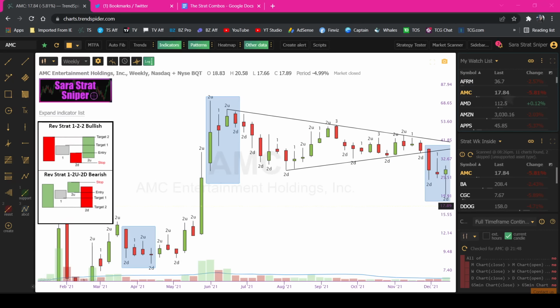All right, now I want to talk about using these rev strats at highs or lows as reversal signals once we have hit exhaustion. So here is a weekly chart of AMC. This is the new all-time high. Okay, back here at $72. You had a rev strat at the very top. That was the short, all right?